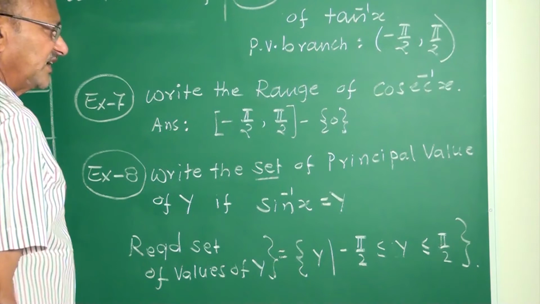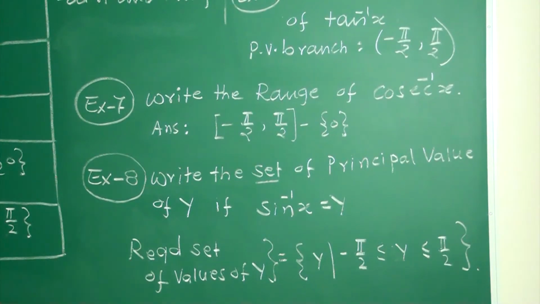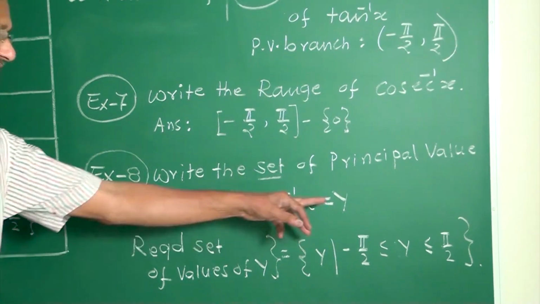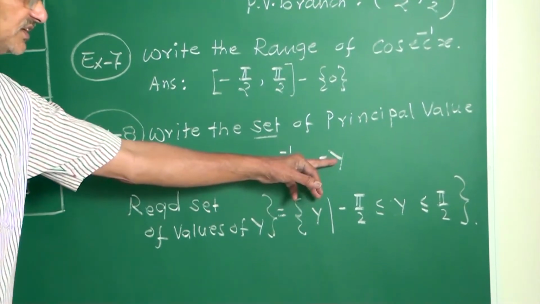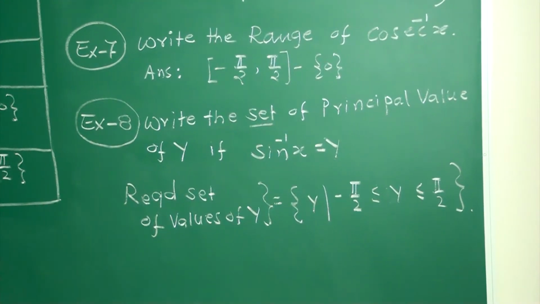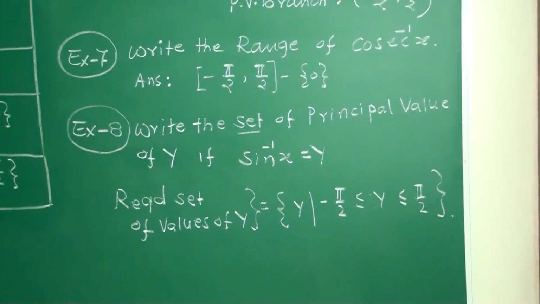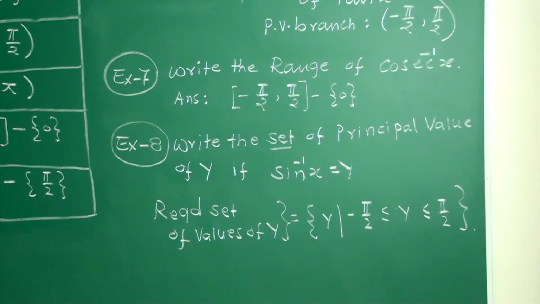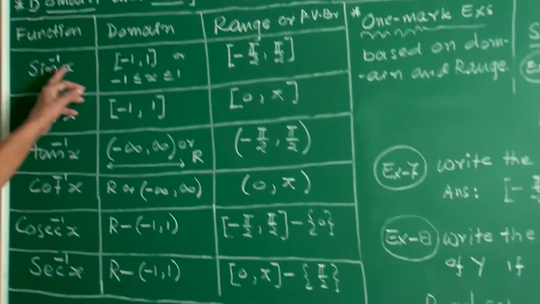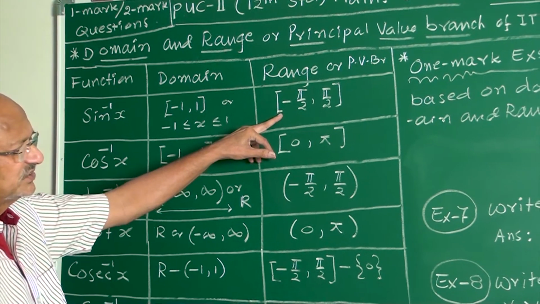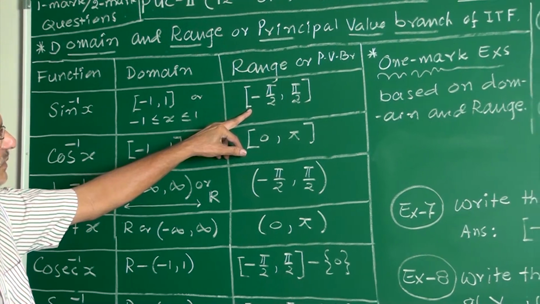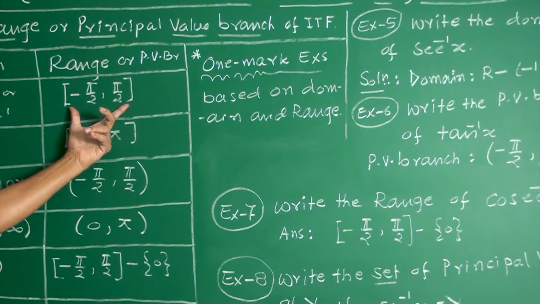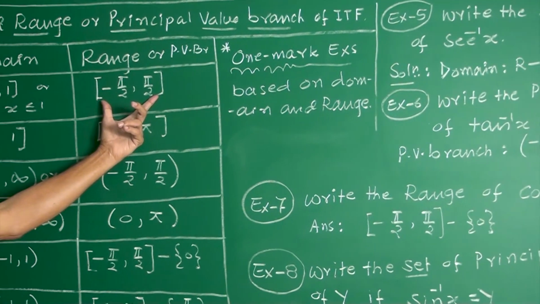Write the set of principal values of y if sin inverse x equal to y. You have to write what? The principal value of sin inverse x means the principal value branch. What is the principal value branch of sin inverse x? It is minus pi by 2 to plus pi by 2. It is a closed interval, a set containing minus pi by 2 to plus pi by 2.